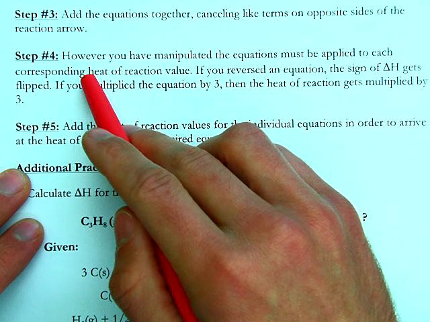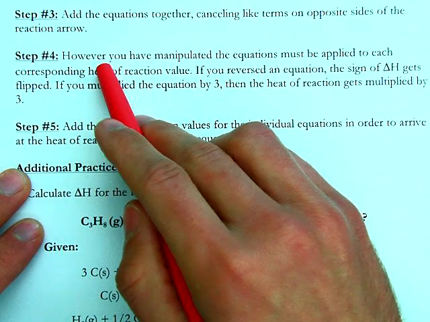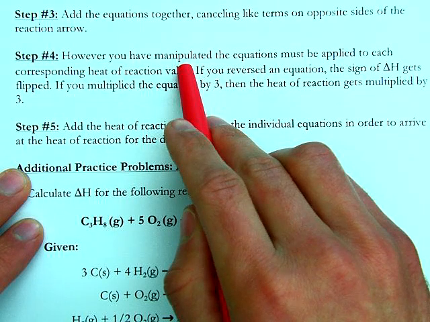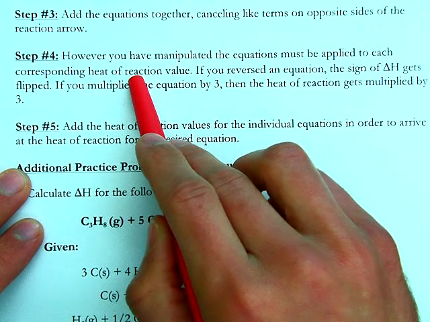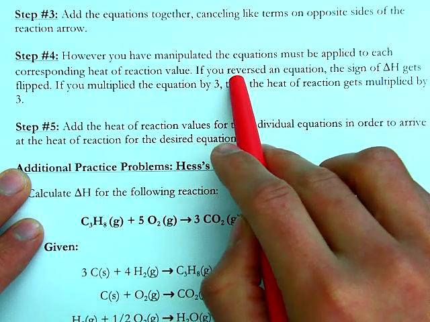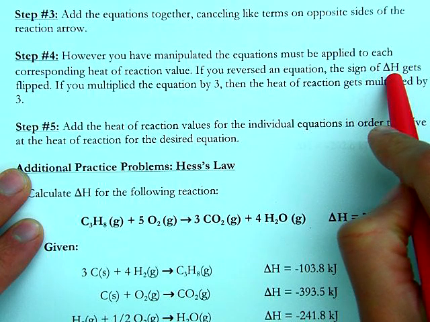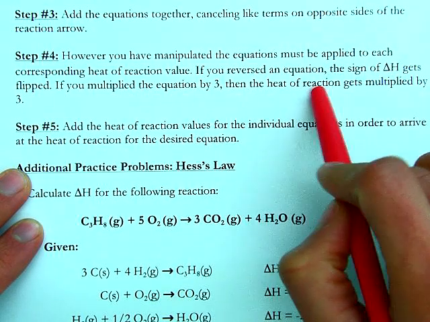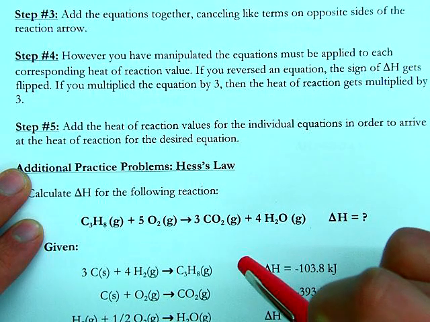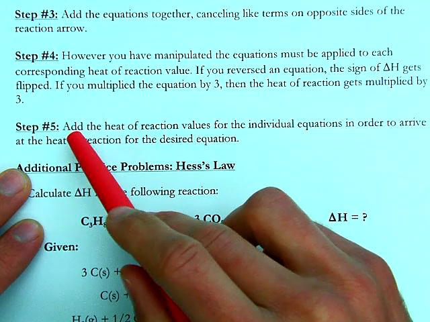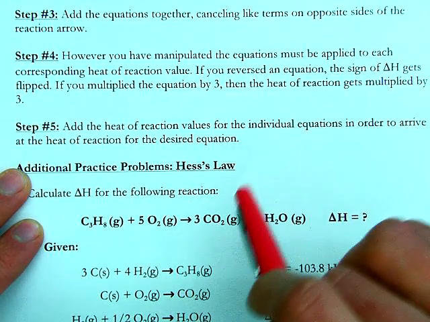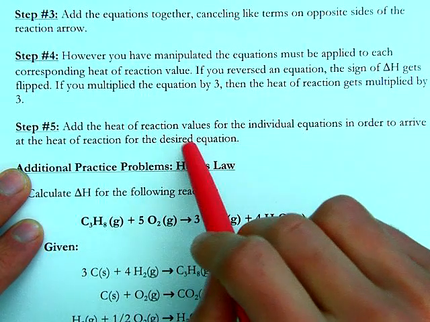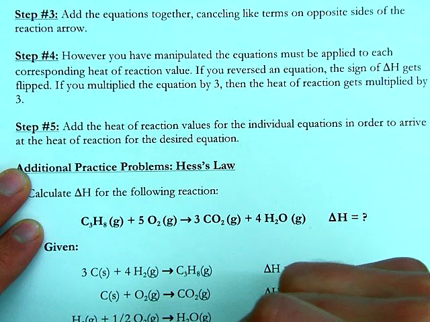Okay? Now, if those equations add up to the one you're interested in, you then need to do the same thing to the H values. Okay? However you manipulated the equations must be applied to each corresponding heat of reaction value. Okay? So if you reversed an equation, the sign of H gets flipped. Right? If you multiplied an equation by 3, the heat of reaction gets multiplied by 3, and so on. Finally, add the heat of reaction values together to arrive at the heat of reaction for the desired equation. So that's what we did.